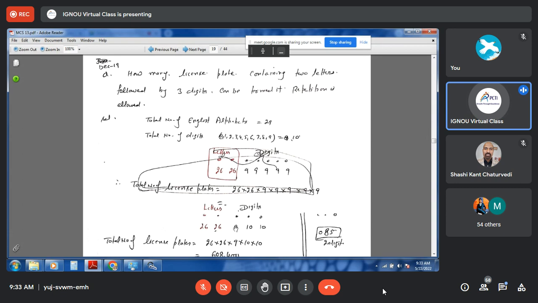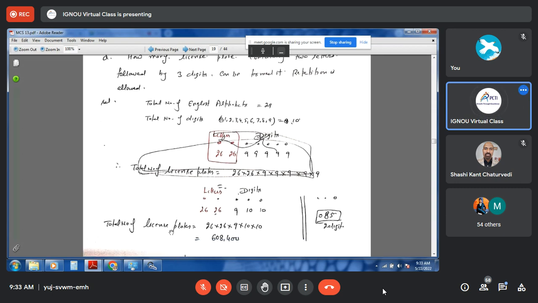If you write the 0 at the 100th place, it will be wrong. The number will become like 085, 075, and it will become a 2-digit number. So we delete the 0 for the 100th place. The total number of options, we multiply all these situations: 26 by 26 by 9 by 10 by 10, that is equal to this.